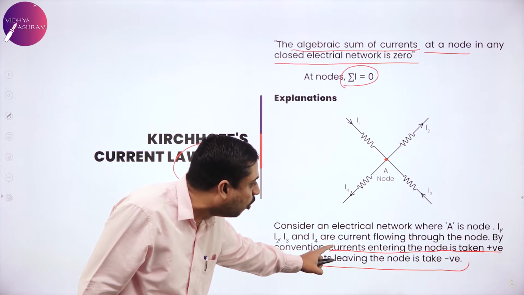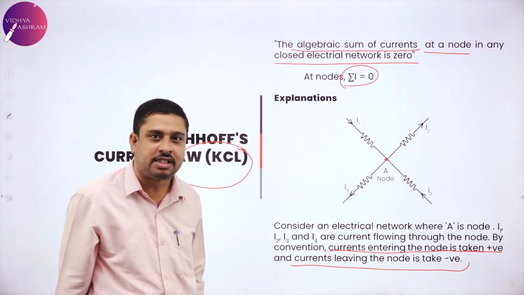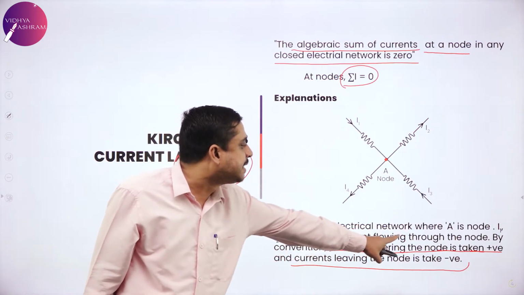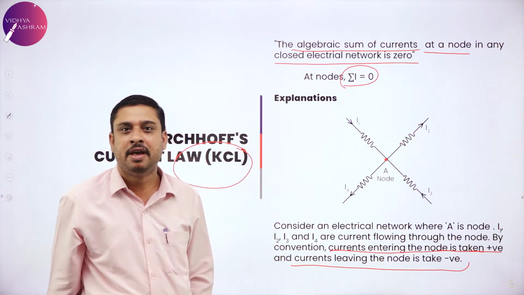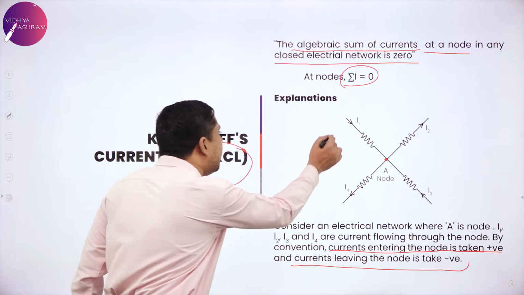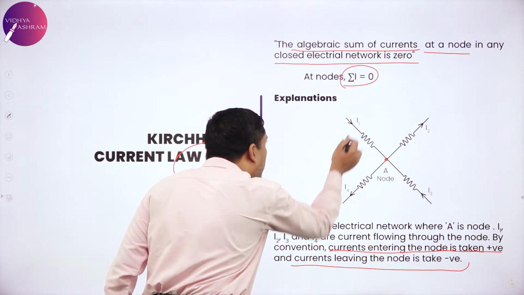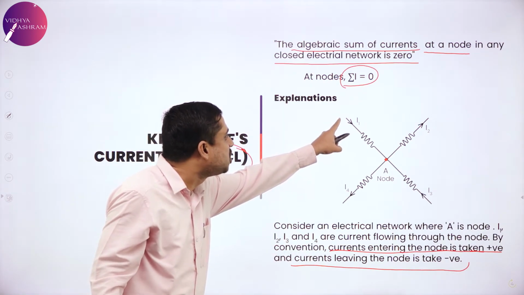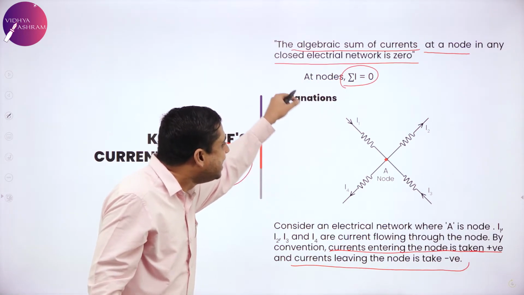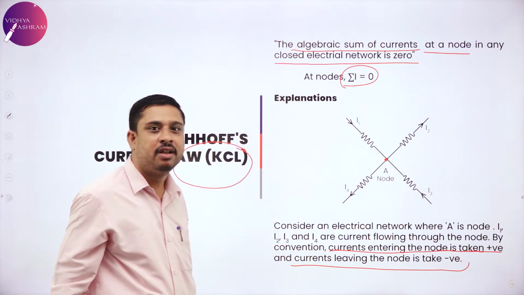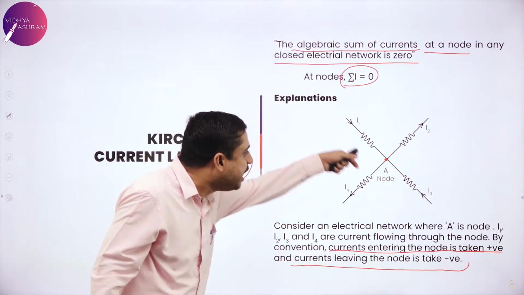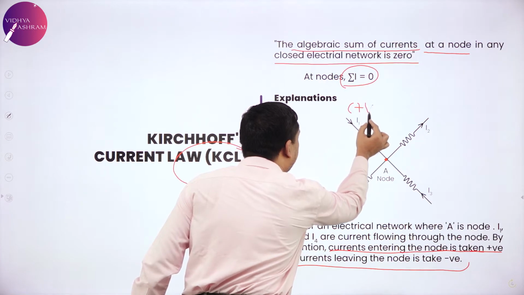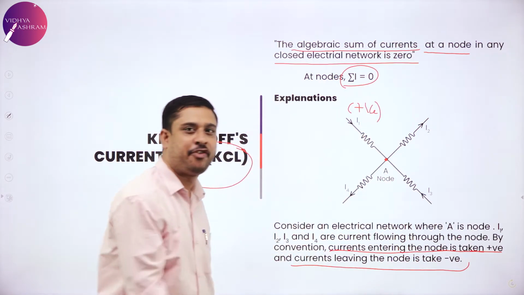Current which enters the node is taken positive, current leaving the node is taken negative. Now by this convention, is I1 positive or negative? Yes, very clearly the arrow shows that I1 is entering the node. I1 is flowing into the node. So I1 is considered to be positive.